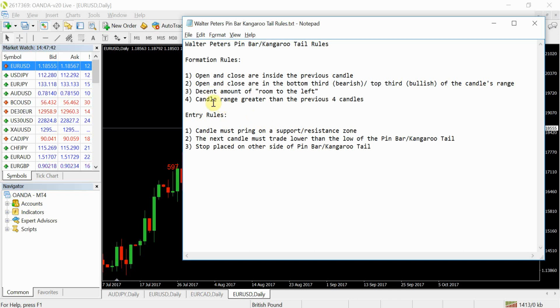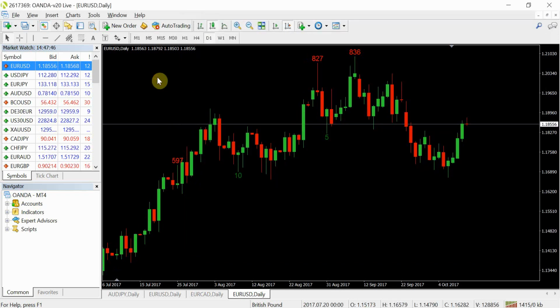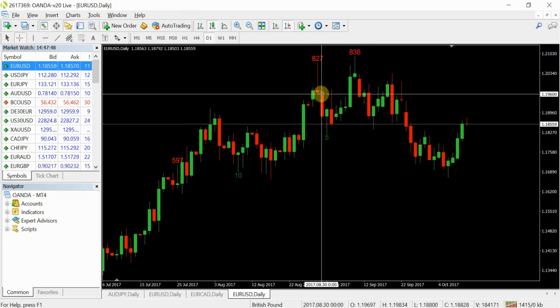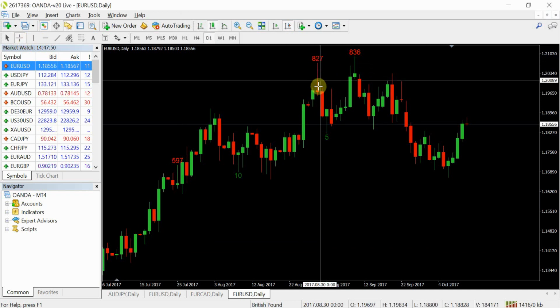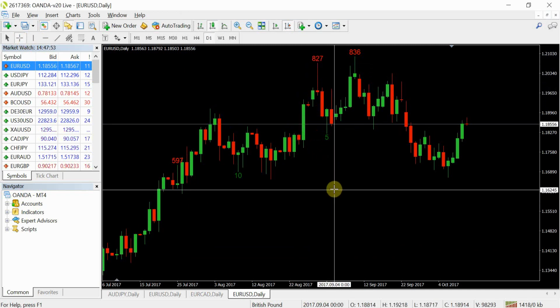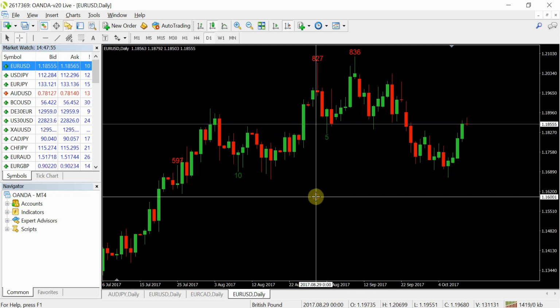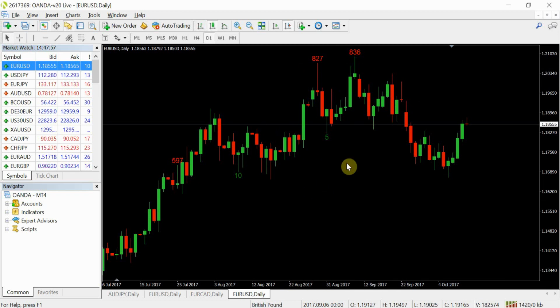And this one here, candle range is greater than the previous 4 candles. So what it's saying here is that the range of the pin bar is greater than the previous 4. Now for illustration purposes, I've set it to 0, so it doesn't take into account any ranges, because the more stringent rules you put in, the more chance that you won't get that many pin bars. Again, it depends on what time frame you're looking at.